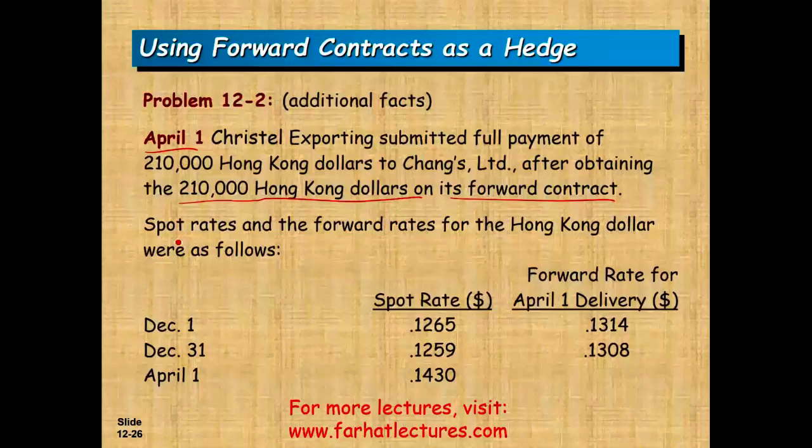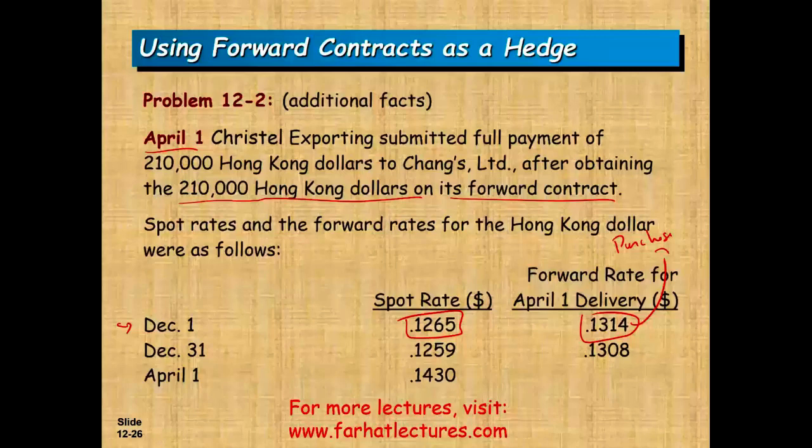So here's the additional information. Spot and forward rate for the Hong Kong dollar were as follows. December 1st, this is the spot rate, and this is the forward rate that they purchased. Remember, they purchased the forward rate on that date. So what happened on December 1st? We technically have two transactions on December 1st. First, the transaction for the purchase and the transaction for the hedge.